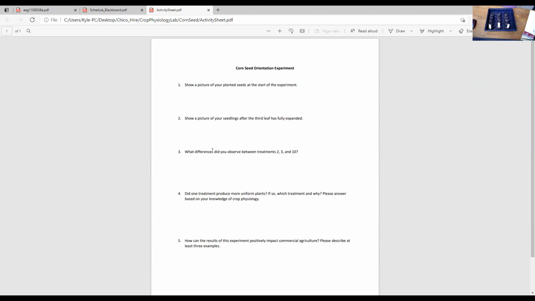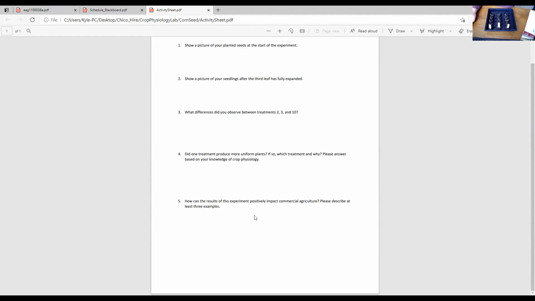Just pretty broad. What treatment or what differences do you observe between treatments 2, 3, and 10? Did one of these treatments produce more uniform plants? Did they germinate more uniformly? If so, which treatment? And then speculate why, and answer based on your knowledge of crop physiology. Again, this should be about a 1-paragraph response, 5 sentences.